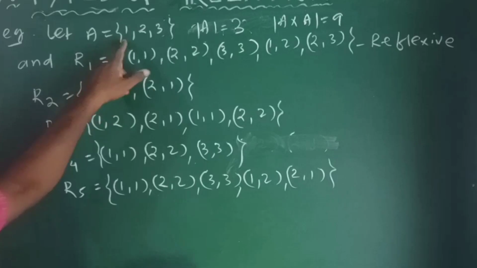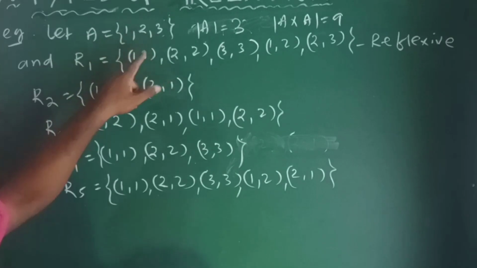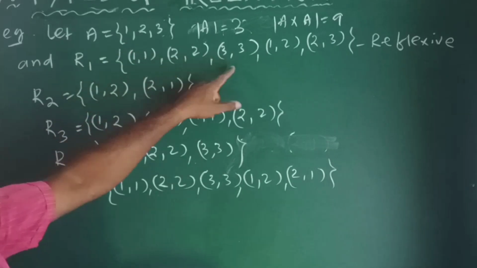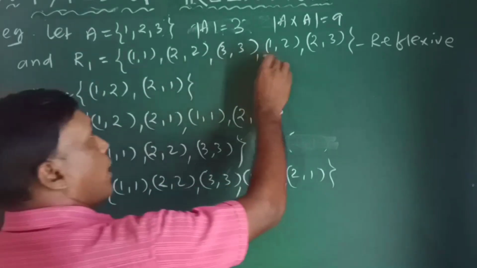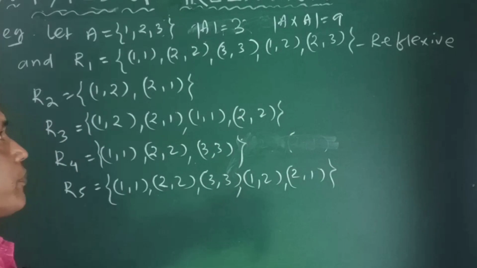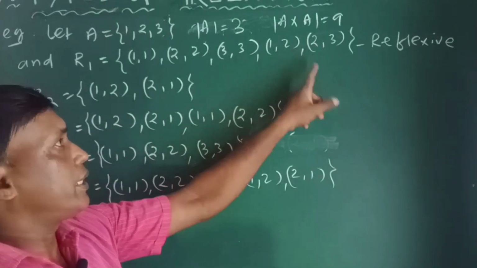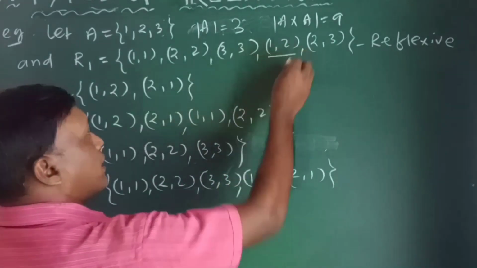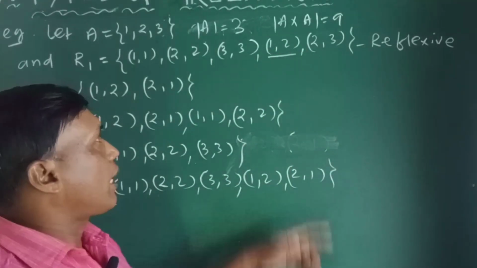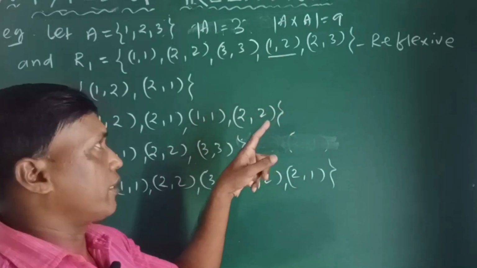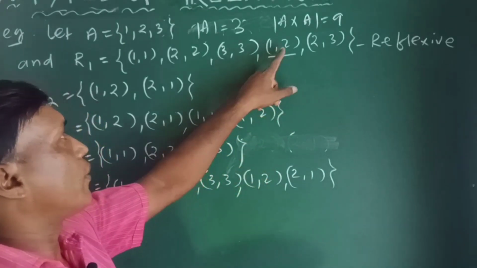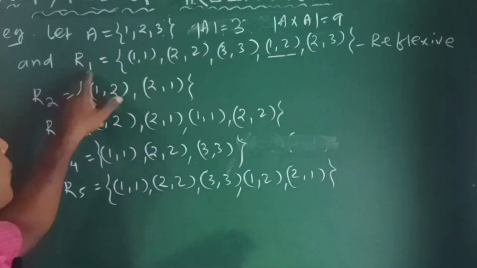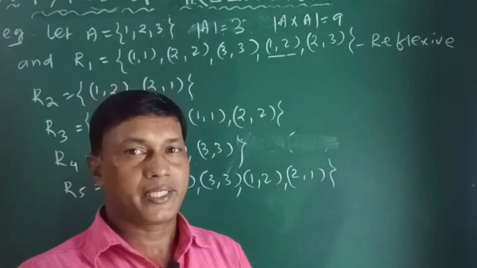Here, every element of set A, 1, 2, 3, is related with itself. That means 1 with 1, 2 with 2, 3 with 3. But here, (1,2) and (2,3) are also present. Still, it is reflexive. But in the case of an identity relation, this cannot be considered an element of the identity relation, because 1 is not related to 2. Due to the presence of these two elements, R1 cannot be an identity relation.